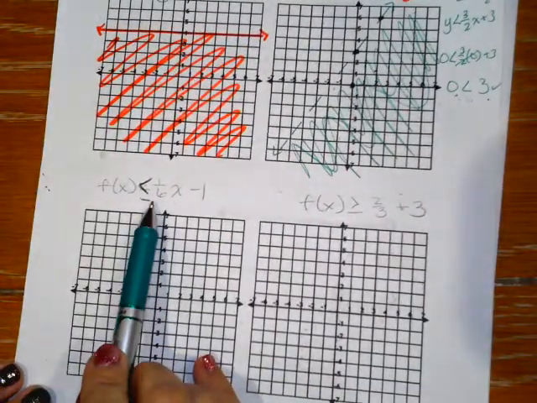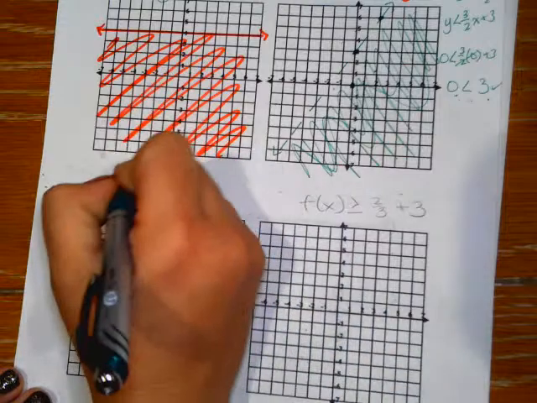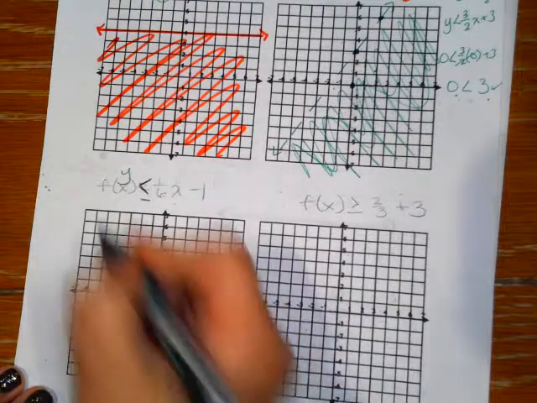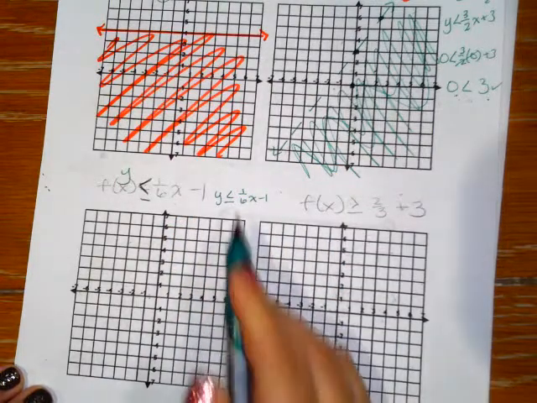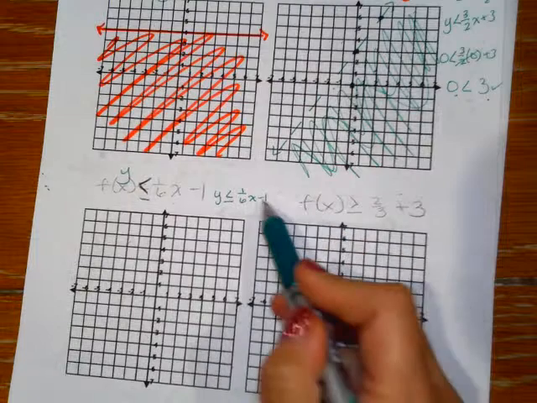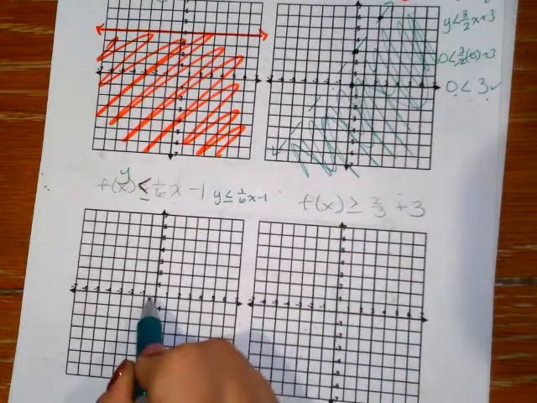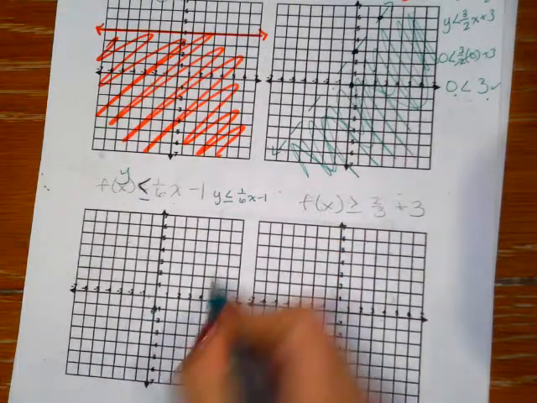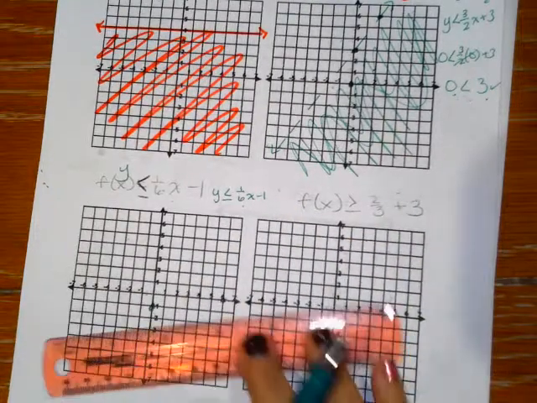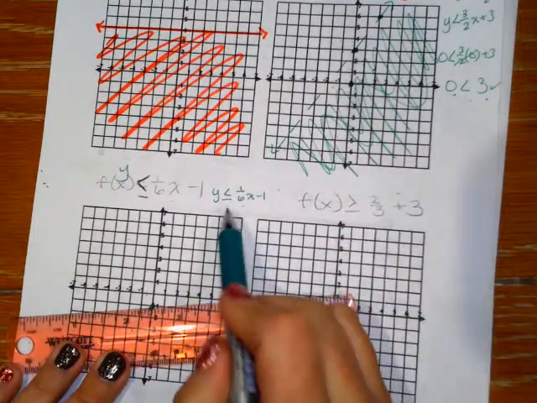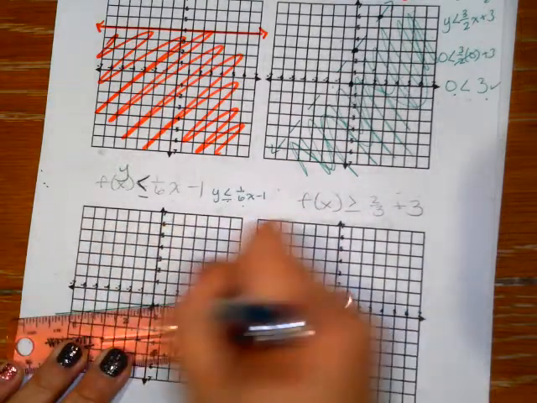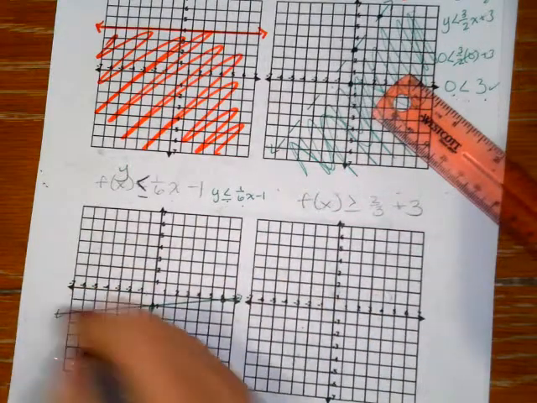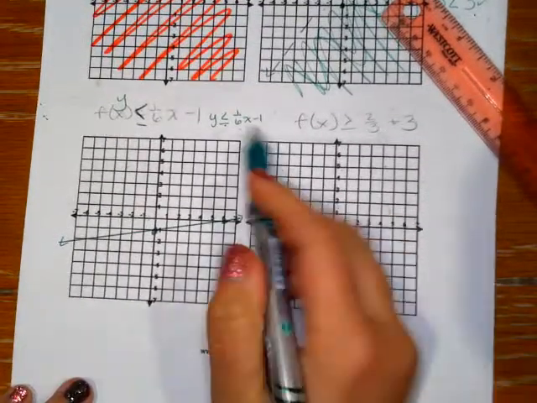These are pretty straightforward. This guy right here, f of x, remember that's just a fancy way of saying y. So this is just like y is less than or equal to 1/6x minus 1. Graph it like you would a line. Start at -1. And I'm going to go up 1/6. Up 1/6. Rise over run. When I do this, it is a solid line.